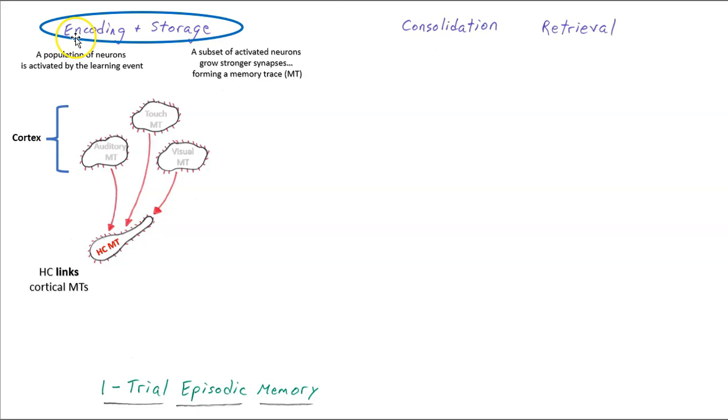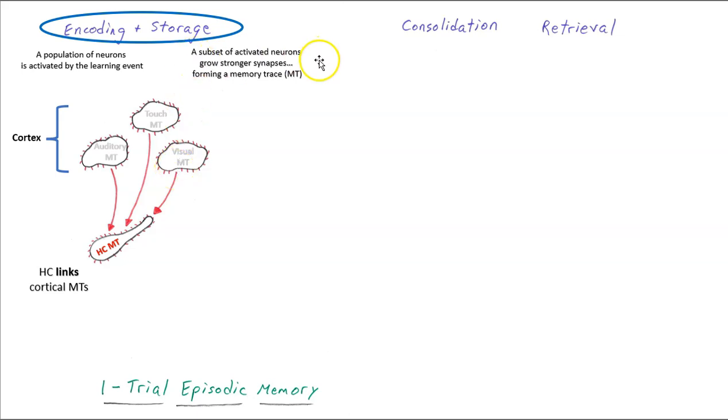First, we're going to have our two steps to memory creation. The first two steps, encoding and storage. And during the encoding phase of the learning process, a population of neurons is activated by the learning event. And this occurs in whatever regions of cortex are processing the learning event, but also the hippocampus, because these different sensory areas of the cortex send the results of their processing down into the hippocampus. There's convergence there. And so the hippocampus is going to make a memory trace that is linking the various activity in the different parts of the cerebral cortex.